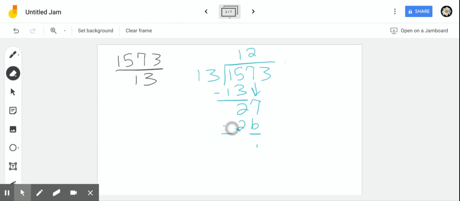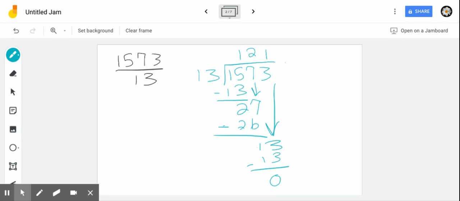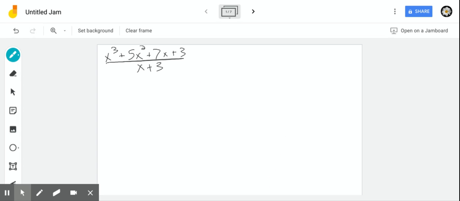We subtract that, and we should get a 1. We drop the next number down. 13 goes into 13 one time. We multiply and subtract, and we have a remainder of 0. So that's the process. We do this multiply, subtract, drop a number, and then repeat. We are going to follow the same process just with polynomials.